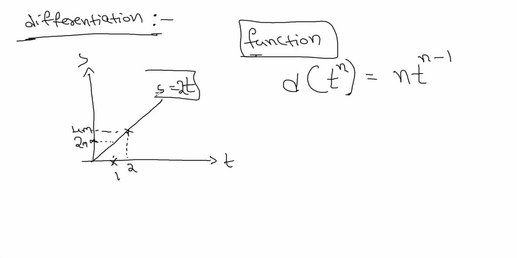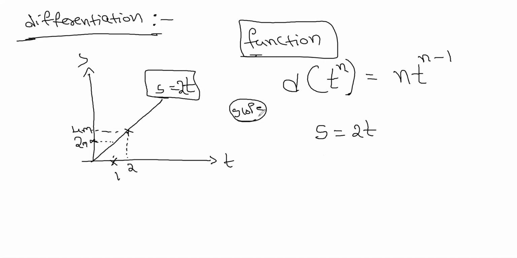Then we know that s equals 2t, meaning the particle is following a path of 2t. At t equals 1, it is at 2 meters. At t equals 2, it is at 4 meters, like that. This is the representation of this graph. Now we need to know the slope of this.